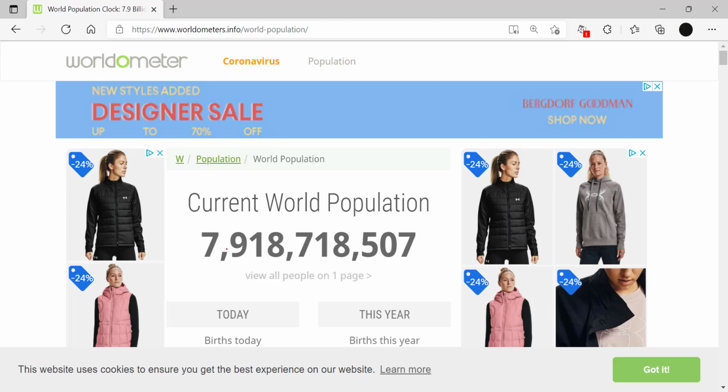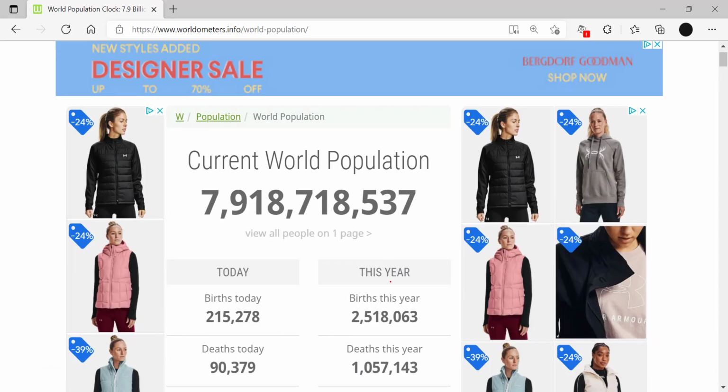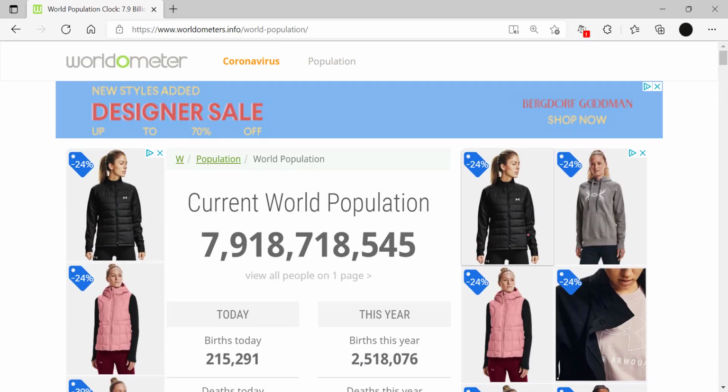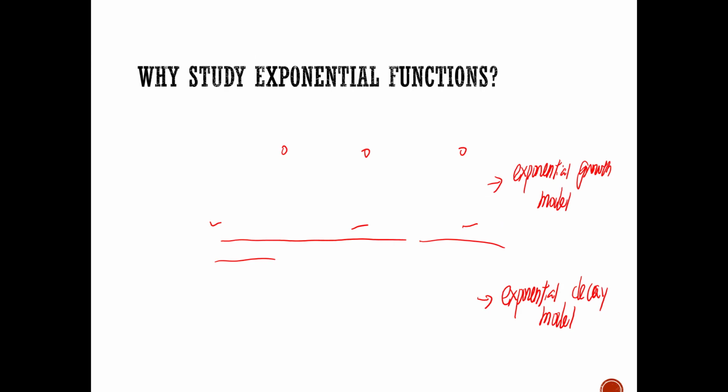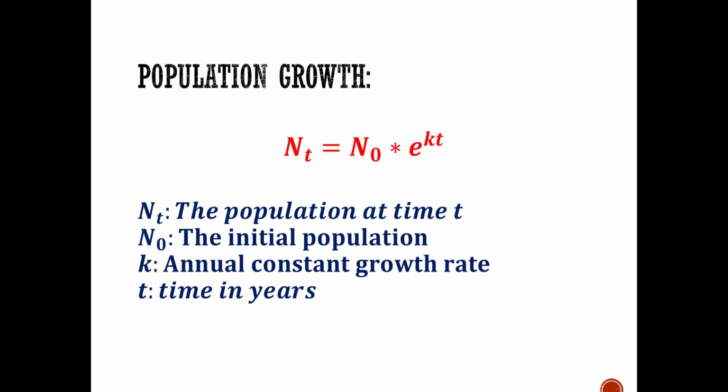So using the natural exponential function, we can actually capture the growth of the world population. Okay, so that's where this exponential model comes from, and there are a lot of websites giving us the real-time world population. Let's get into the detailed calculation in a second. So first of all, let's look at the model. The model we are using here is the population growth model. So you get N(t) equal to N0 times e to the kt. So this is the model we are using here.